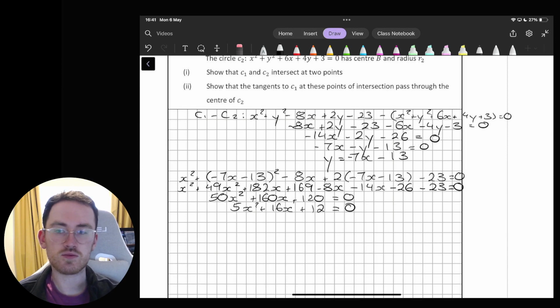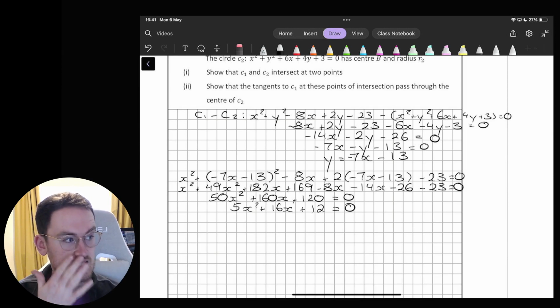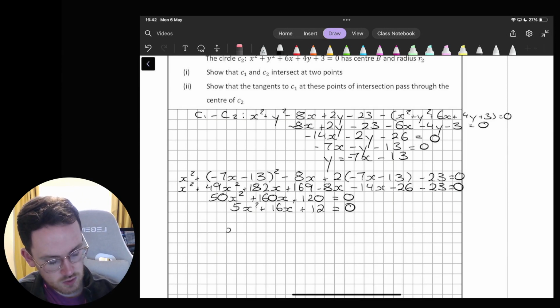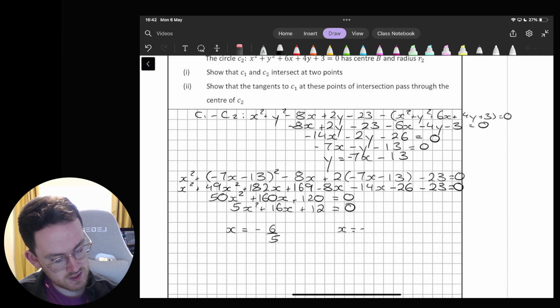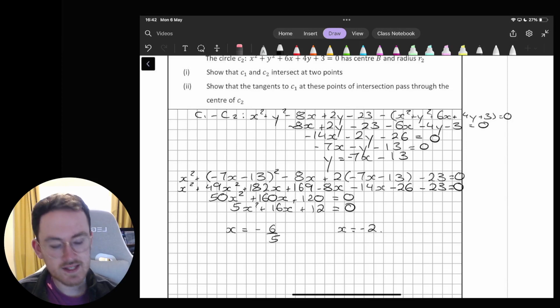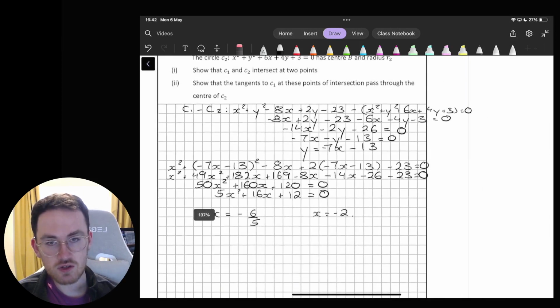So I suppose two numbers that would multiply to give me 60. So I'm looking at 6 and 10 there. I'm solving my quadratic. I get my two answers for x. So I'm just going to take my two answers here. x equals minus 6 over 5 and x equals minus 2. So I have my two answers for x. I'm going to sub those back in then to find my two values for y.